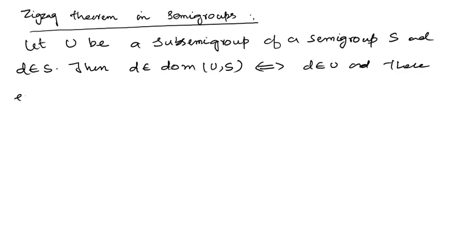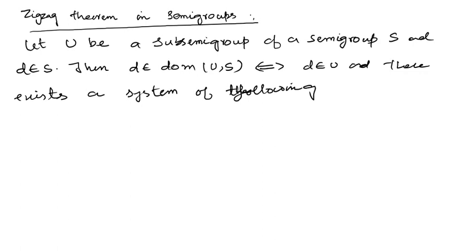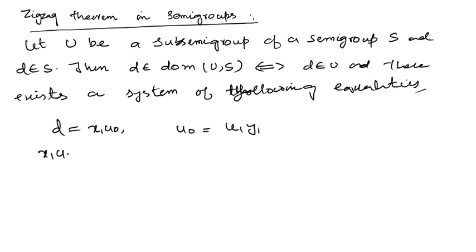there exists a system of the following equalities: D is equal to x1 u0. u0 is equal to u1 y1. Then x1 u1 is equal to x2 u2.